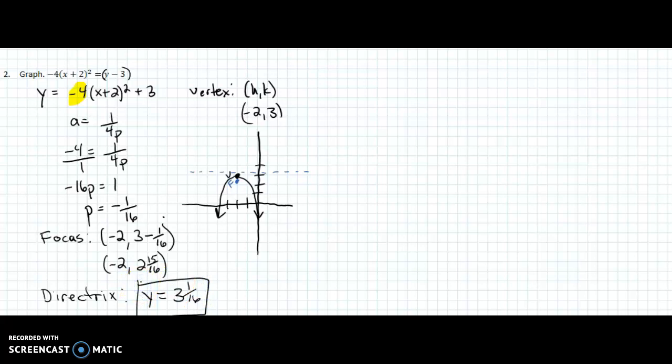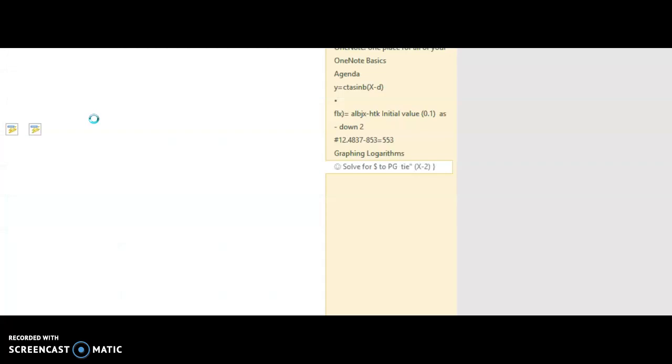Okay, so once again, with the parabola, you need to be able to find the vertex. You need to find the focus, and you need to find the directrix. The key for those things is that a is equal to 1 over 4p, because if you find p, you can find the vertex and the directrix.